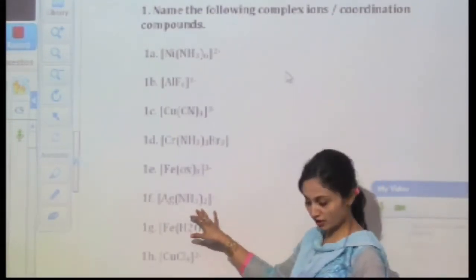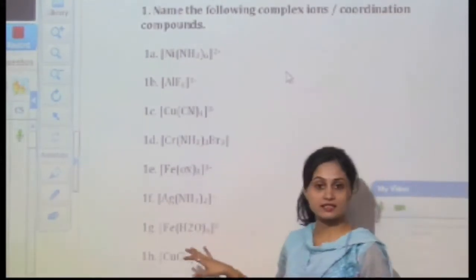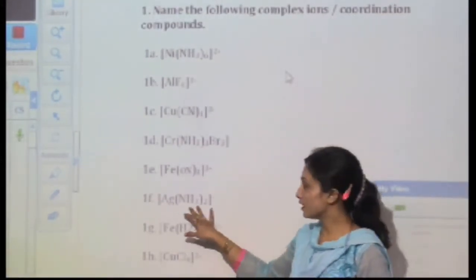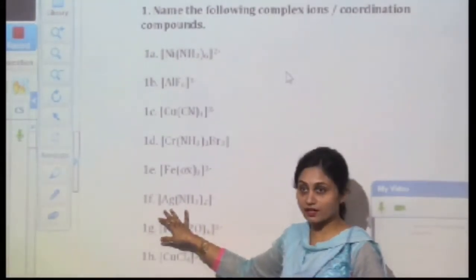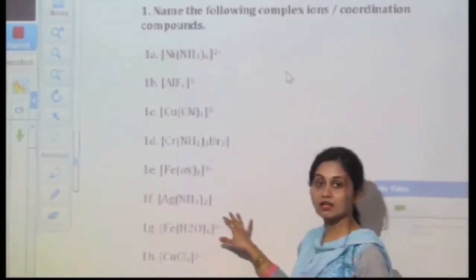This is Ag(NH3)2 plus. All right. Diamine silver 1 iron.